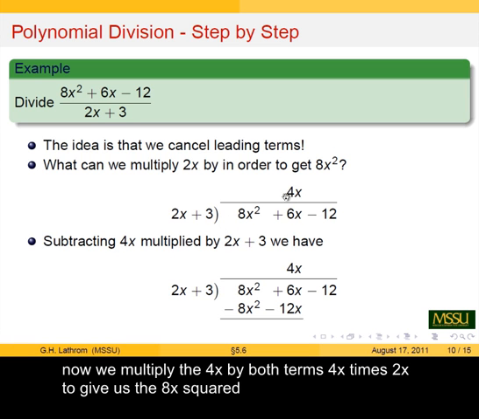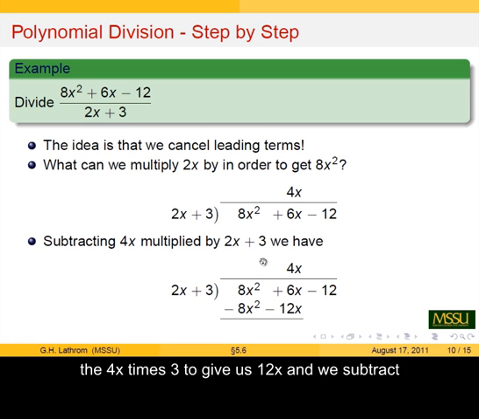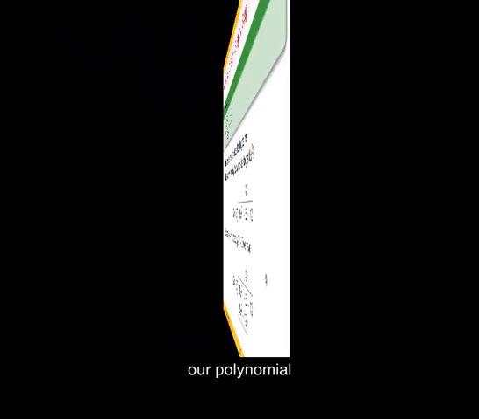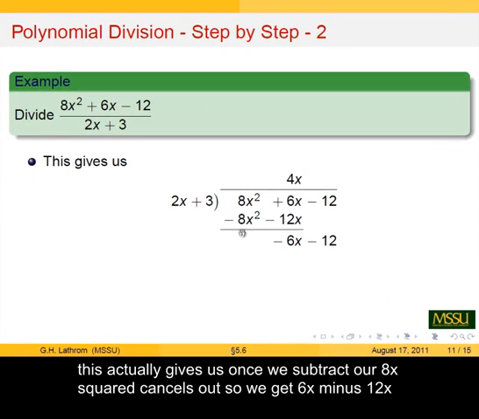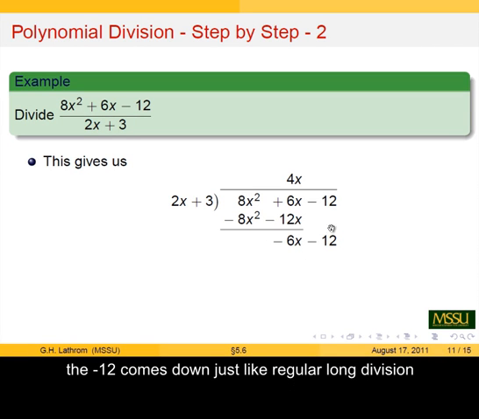Now we multiply the 4x by both terms, 4x times 2x to give us the 8x squared, the 4x times 3 to give us 12x. Then we subtract our polynomial. This actually gives us, once we subtract, our 8x squareds cancel out. So we get 6x minus 12x to give us a negative 6x. The negative 12 comes down just like regular long division.